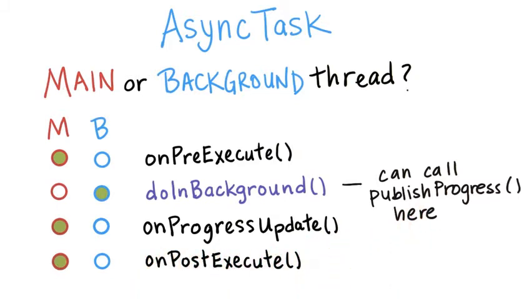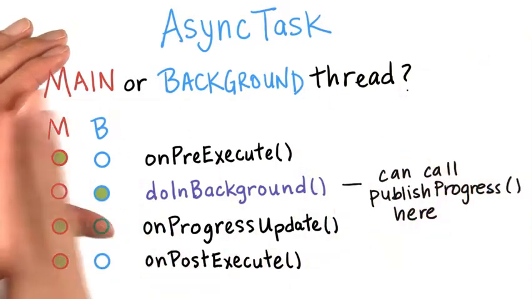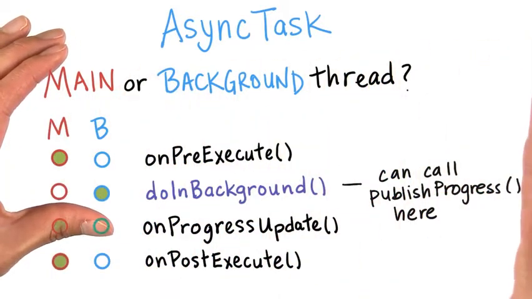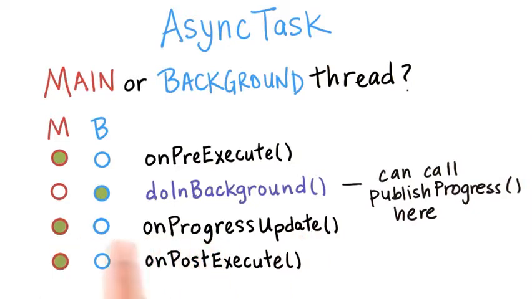Then you can show a loading indicator in your UI that says something's 10% done, 50% done, 100% done, and all this happens on the main thread.